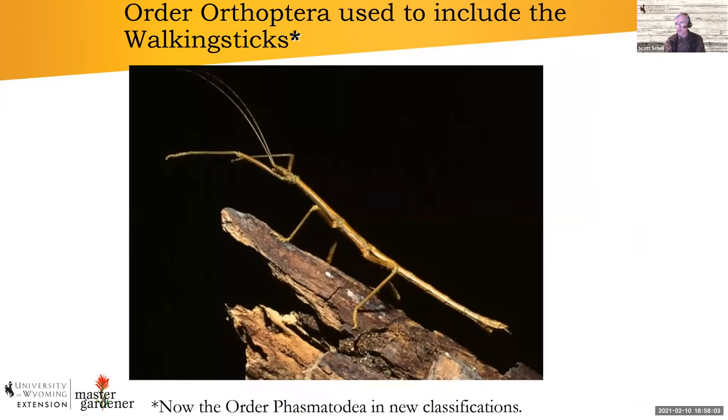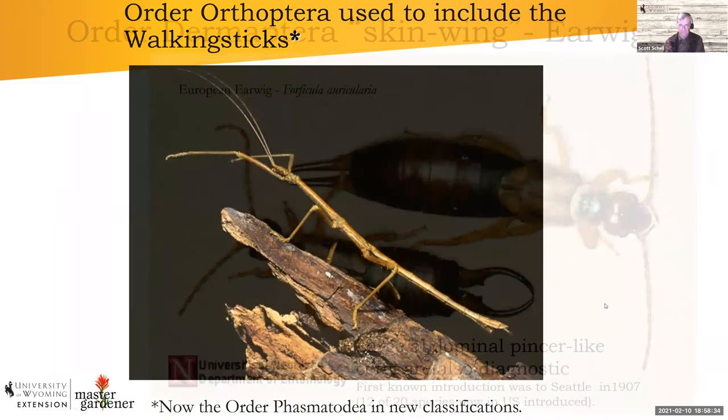Order Orthoptera used to include the walking sticks. They've been given their own order, Phasmatodea. There's probably more of them out there than we know. They're experts in camouflage. They have a stick-like body. They usually are associated with either shrubbery or up in the canopy of trees. And what little leaf feeding they do is, I think, not very harmful. I've never seen an outbreak of them or any damage caused, but they are interesting creatures when you encounter them.